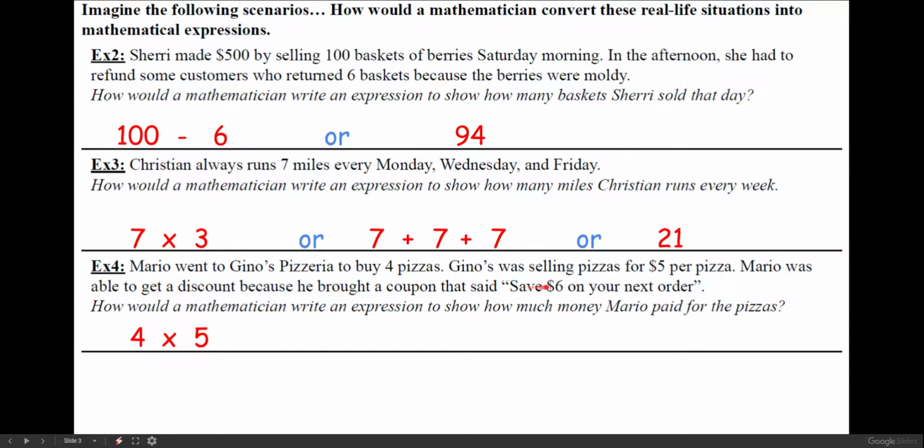But he was able to get a discount that said save $6 on your next order. So he got a coupon that saved him $6. So 4 times the 5 gets you the $20, and then you subtract $6, which is how much his coupon was for. So you could have written it this way. You could have written it like $20 minus $6. You could have written it 14 after simplifying everything.